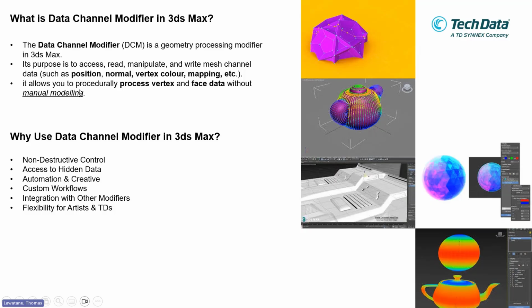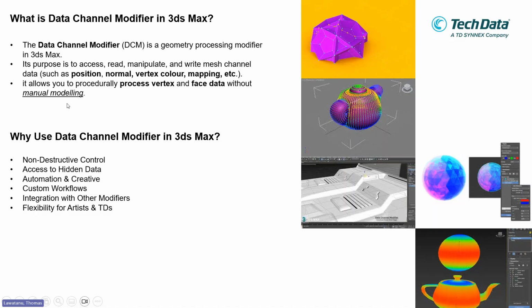Okay, and the third is that it allows you to procedurally process vertices, because in modeling we mostly deal with vertex and face data. Sometimes we do a lot of things manually, but right now the DCM gives you the ability to modify your vertex data without a lot of work inside your modeling. So you only use the Data Channel modifier to help you, without manual modeling.